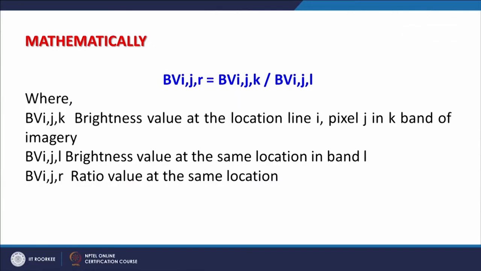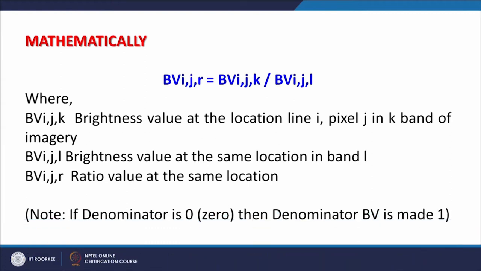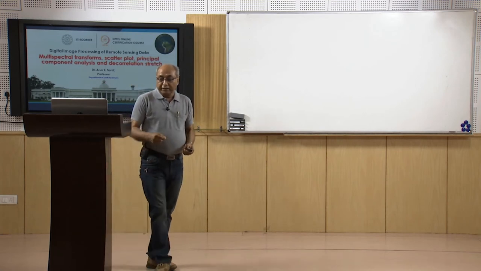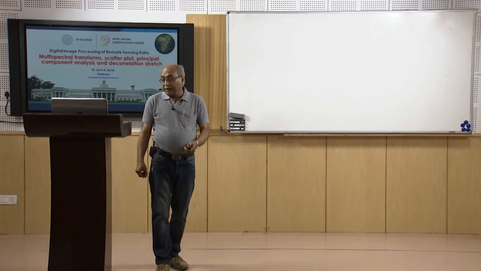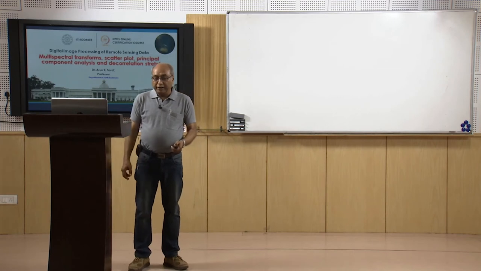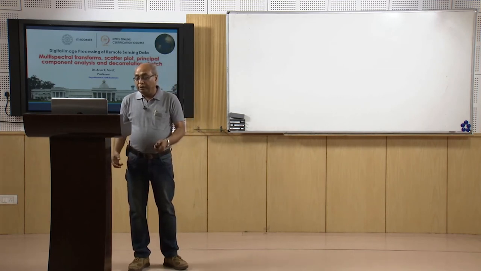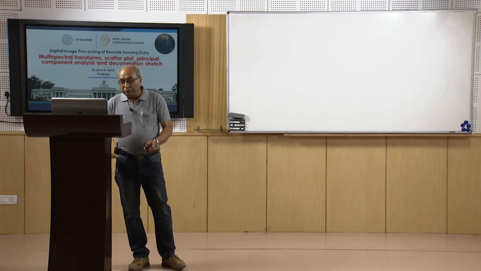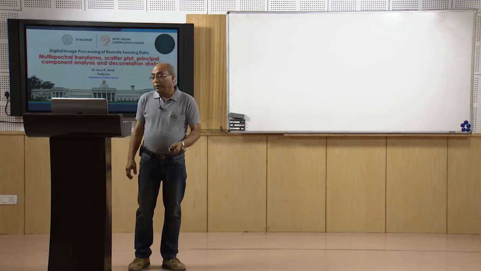And if we end up with 0 in the denominator, then the denominator BV is made 1, because there might be a situation when band l, that means maybe band 2, when we create the ratio, the value becomes infinite, so we rescale it to 1. And what are the applications of ratio?